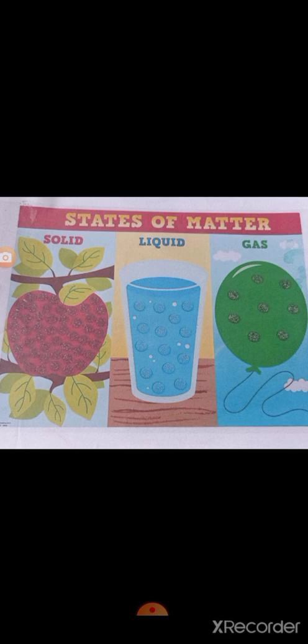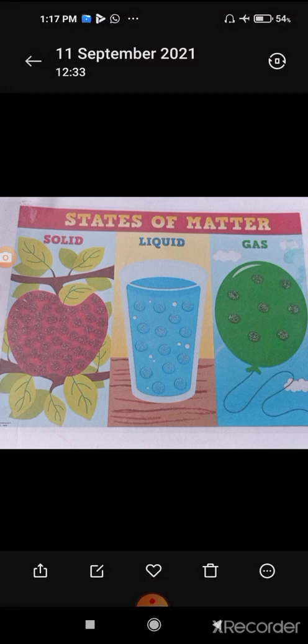Okay, now come to a liquid. We pour water in a glass and it changes its shape, and we see that liquid has a definite volume, but no definite shape.